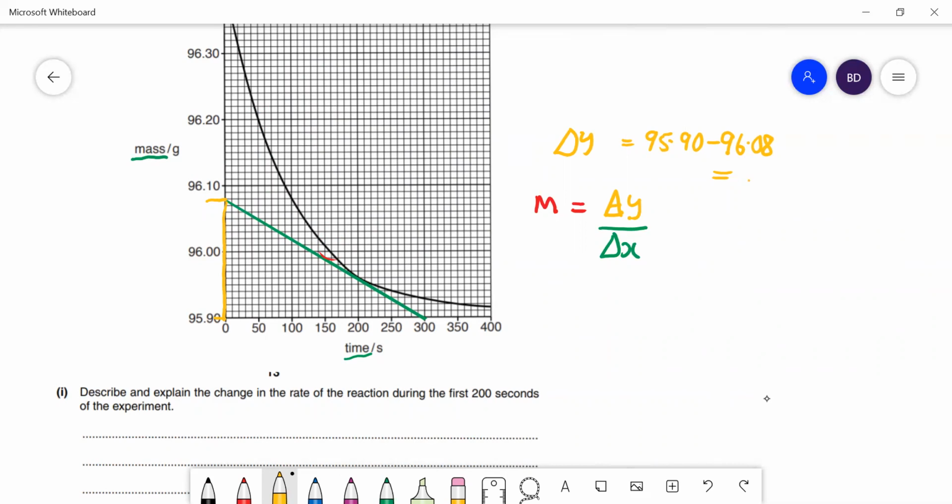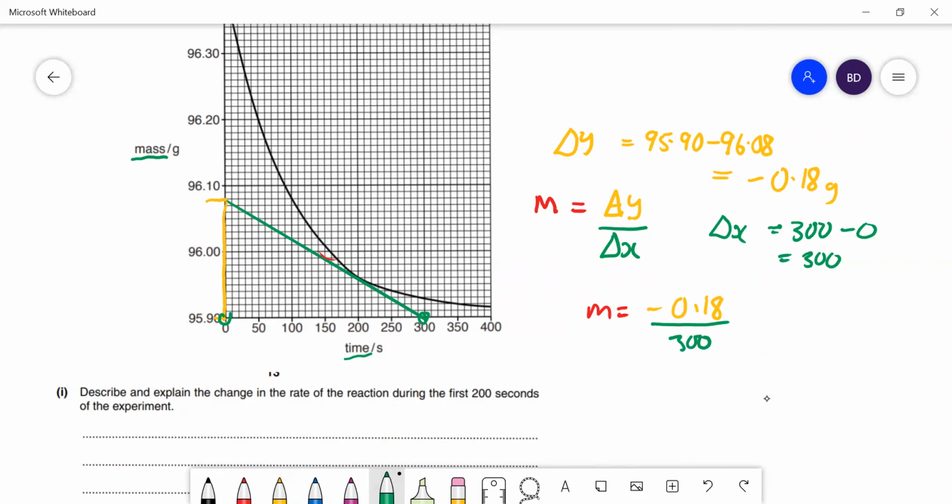That gives us minus 0.18 grams. And the change in x over that same time, delta x, well, that's going to be 300 seconds exactly, so 300 minus 0, 300. So our gradient then is equal to minus 0.18 divided by 300. That's going to be 6.0 times 10 to the minus 4.